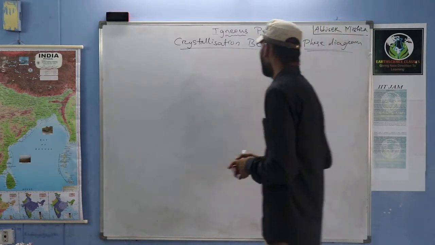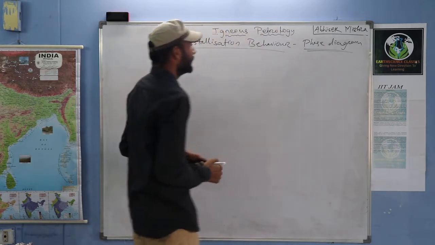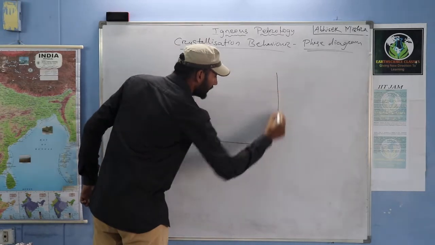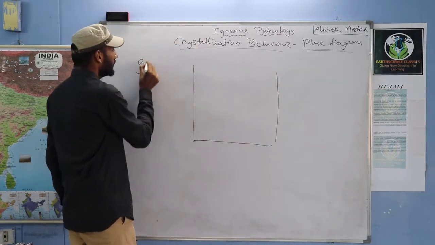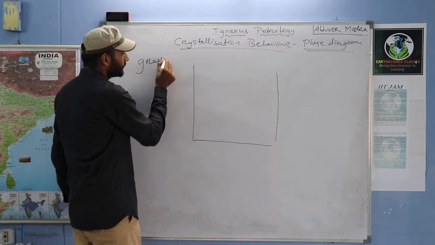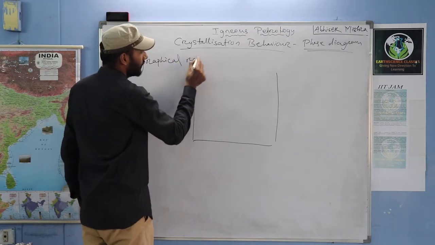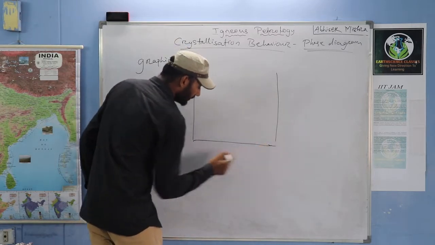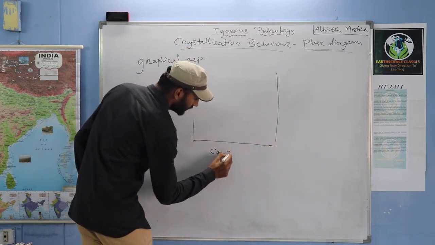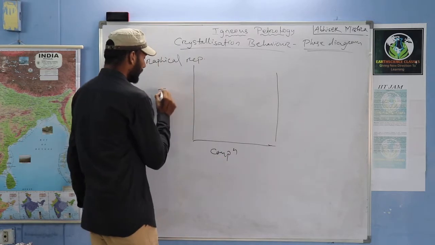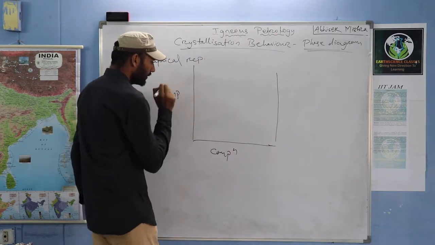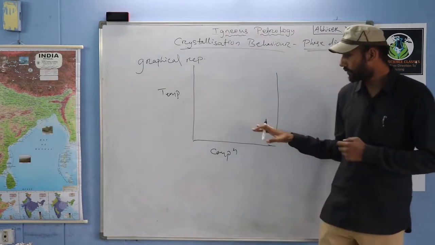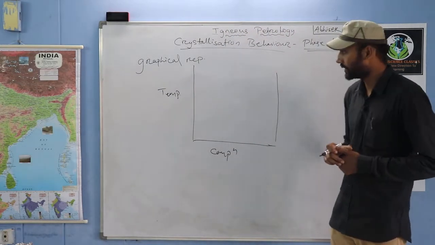Okay, so first of all, what is a phase diagram? What is a phase diagram? It is a temperature composition diagram. It is a graphical representation where in x-axis we are taking composition, in y-axis we are taking temperature. Okay, so this is for bicomponent. Then we will talk about three component.